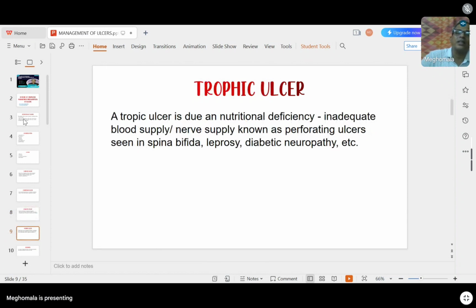Then trophic ulcer. Trophic is a general term. Trophic ulcer is due to nutritional deficiency, inadequate blood supply, or nerve supply, known as perforating ulcers, seen in spina bifida, leprosy, diabetic neuropathy, etc.